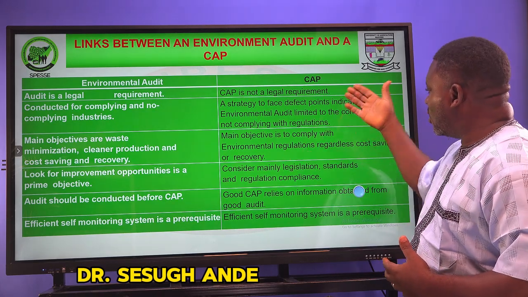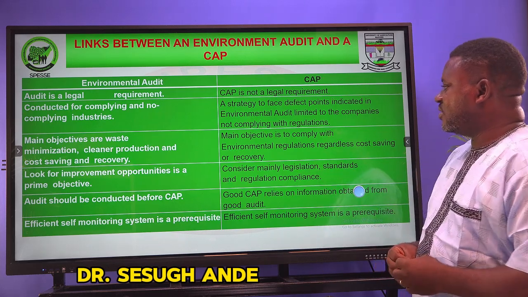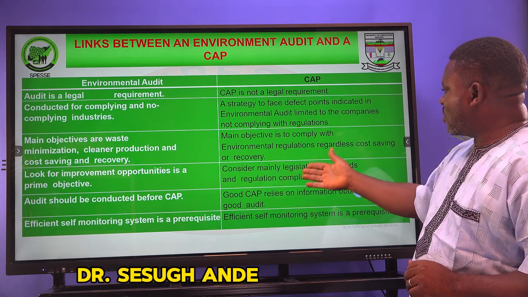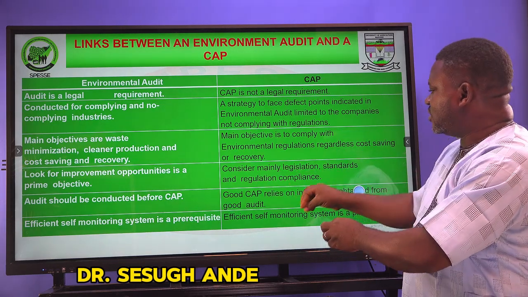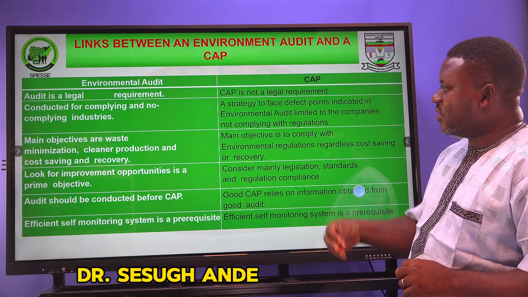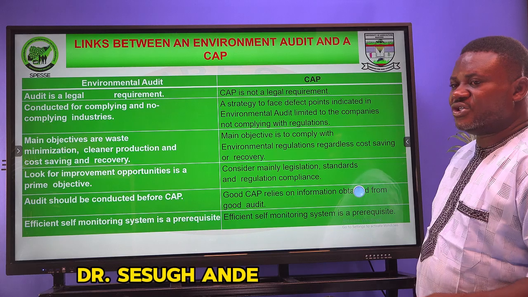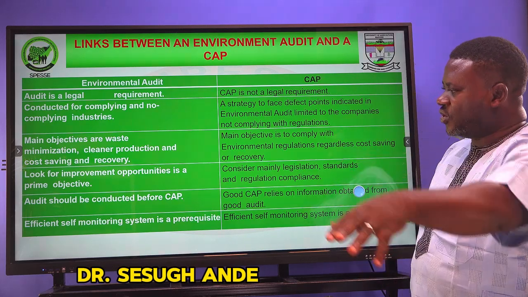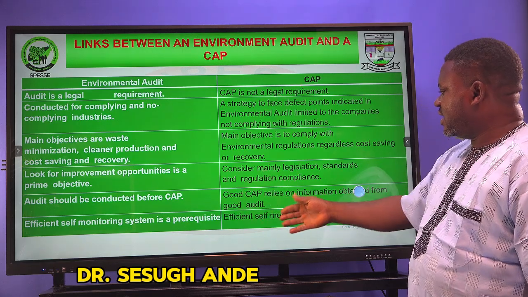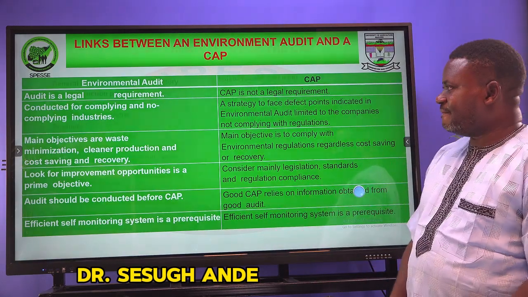While here the main objective is to comply with environmental regulation regardless of the cost saving or recovery. They look for improvement of opportunities in prime objective. They consider main legislation standards and regulation compliance. Audit should be conducted before CAP. In other words, audit is conducted before CAP, while good CAP relies on information that is obtained from a good audit. And an efficient self-monitoring system is a prerequisite. Here, an efficient self-monitoring system is also a prerequisite.